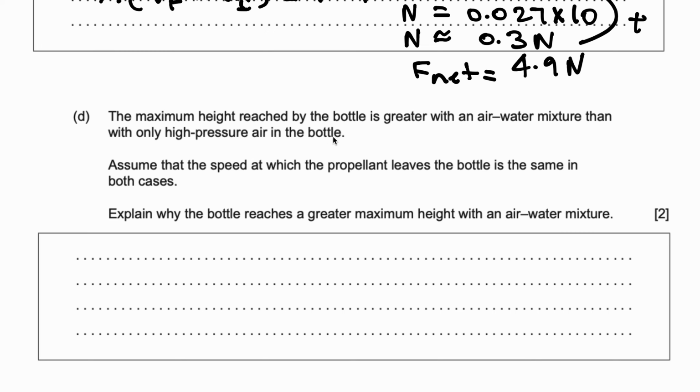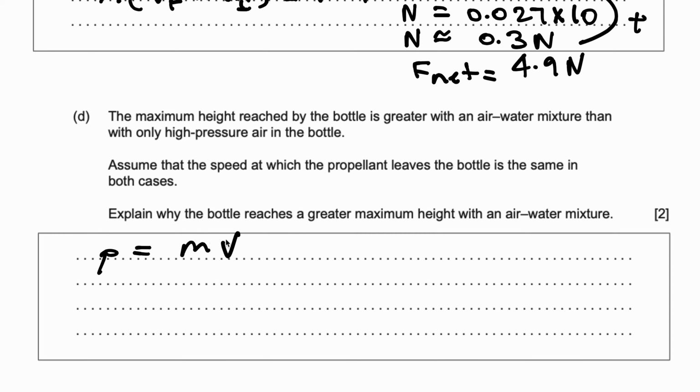And finally, part D. The maximum height reached by the bottle is greater with an air-water mixture than with only high-pressure air in the bottle. Assume that the speed at which the propellant leaves the bottle is the same in both cases. Explain why the bottle reaches a greater maximum height with the air-water mixture. Okay, this is a really straightforward question. We know we can use momentum to solve this question, and we don't need to do any calculations.